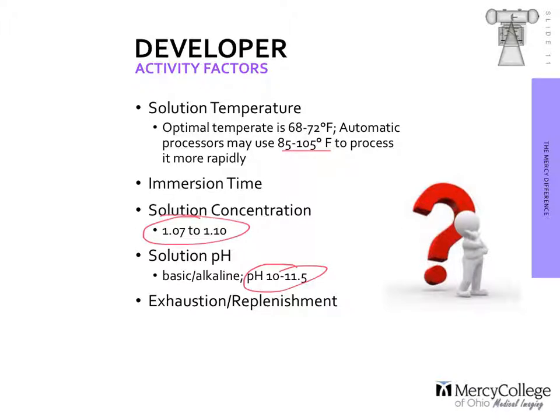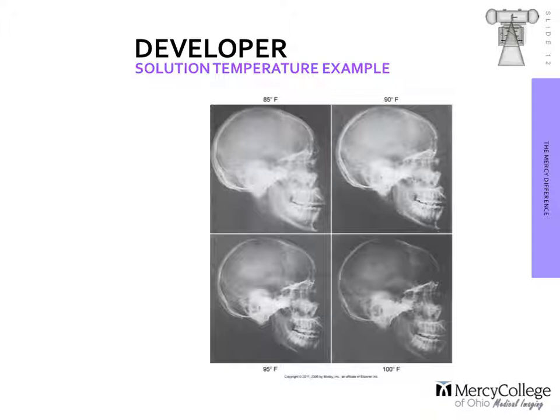And finally, exhaustion/replenishment is that a certain volume is removed by the film's emulsion with each piece that's going to be processed. So you can't just use the same developer, or the developer levels are going to go down. So developer, as film goes in, is going to need replenished as well. So a nice example here to kind of reiterate the idea is that the developer is temperature related.